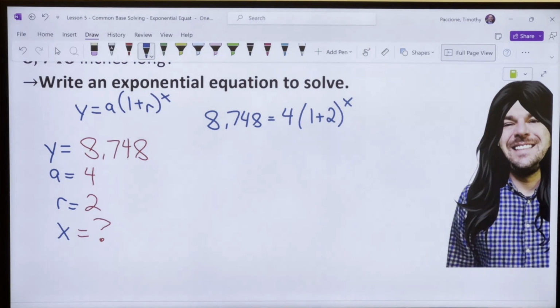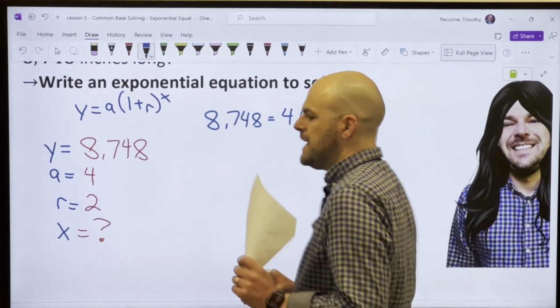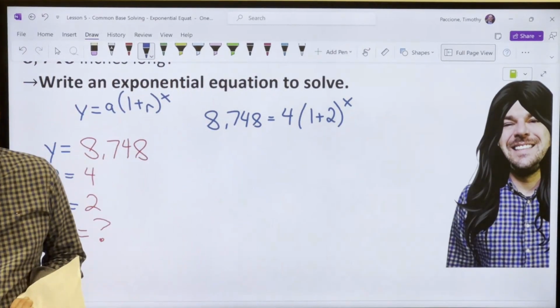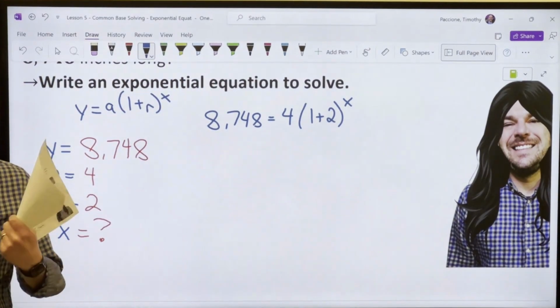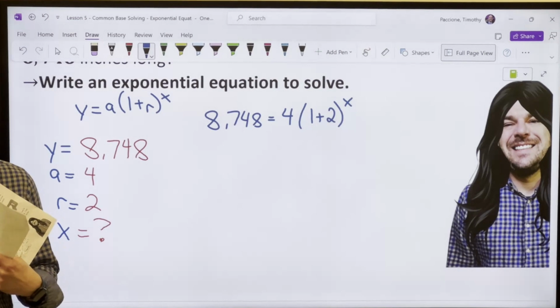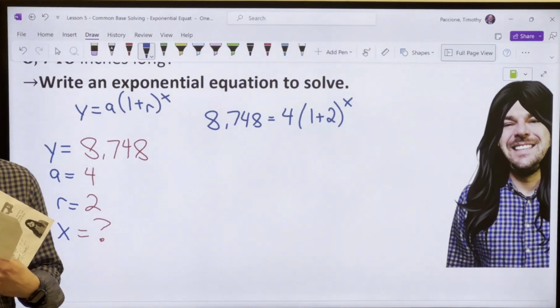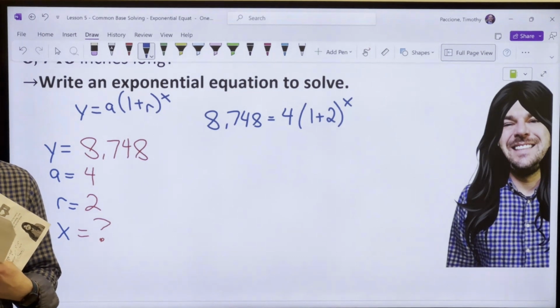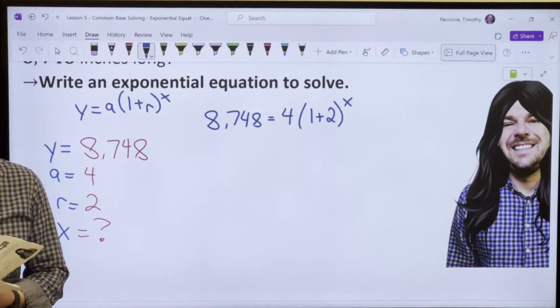Okay? Notice what you end up multiplying by. 3, right? A lot of people, they see the rate, they just plug in 2. You are multiplying by 3 if you're going up 200%. Yeah, it's 3. If you go up 100%, you double. If you go up 200%, you multiply by 3.